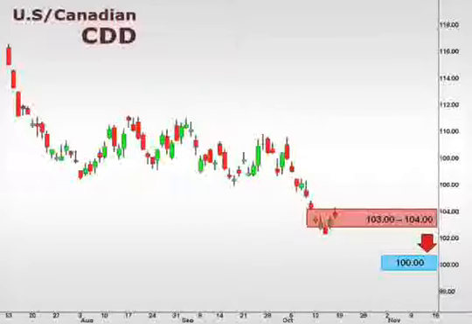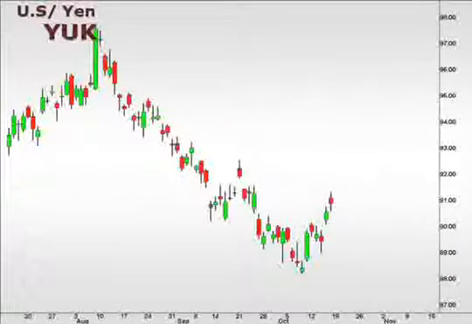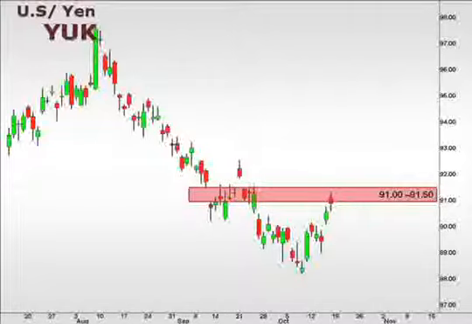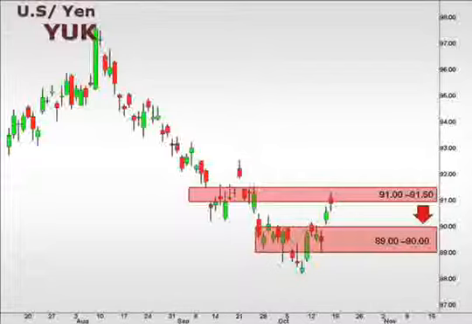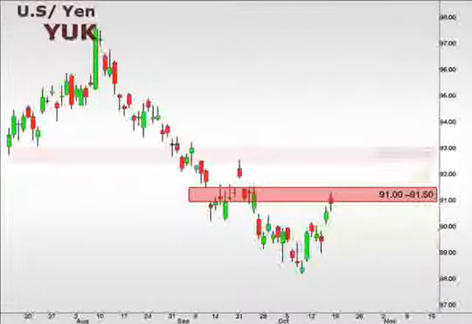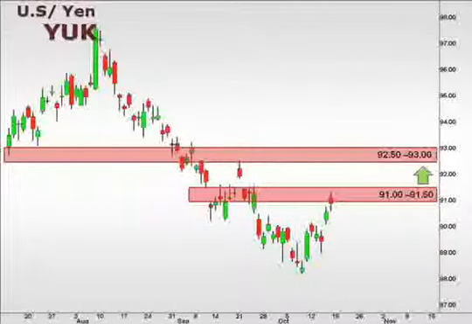US Canadian dollar par. Next up, the YUK, the US versus the Japanese yen. Well, the US dollar gained back a little bit of its value against the yen, trading up into our 91.5 focal zone. At this point, we may very well see a pullback that could retrace into this 89.90 focal zone. However, a move through 91.5 is likely to target 92.5, 93 to the upside.